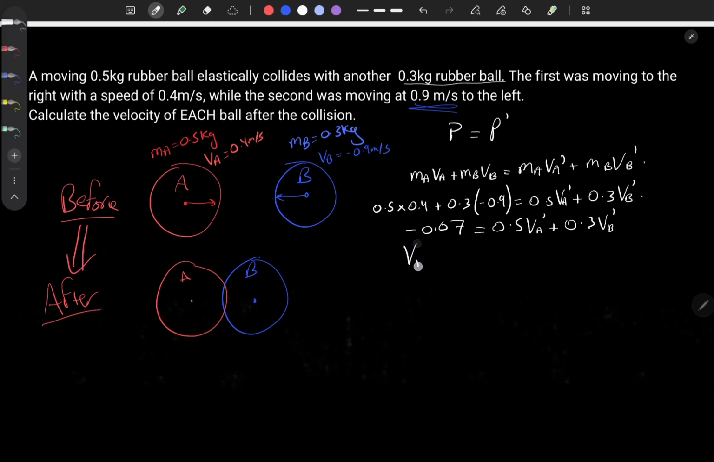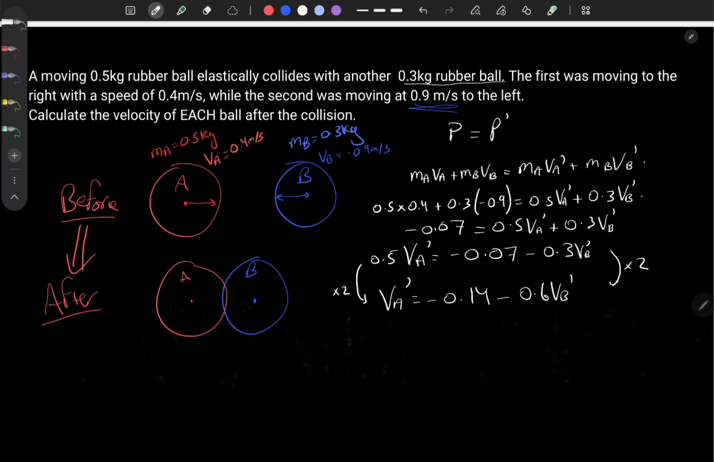So we're going to say that VA prime, or at least 0.5 VA prime, is equal to negative 0.07 minus 0.3 VB prime, which means that now we want to multiply both sides by 2 so that we can get rid of this 0.5 here. So we're going to get VA prime is equal to negative 0.14 minus 0.6 VB prime. And we're going to keep this in a box now because we're going to use it in a little bit. This is an extremely important part of the equation.